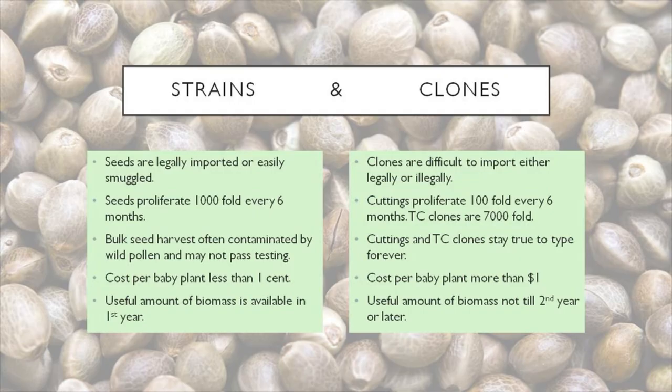So going back to the previous processes, there are good reasons to pick any one of these. Bulk seed harvest is often contaminated with wild pollen, especially in this area. If you're trying to grow a low THC crop here, there's always a male flowering somewhere within 5 kilometers. The seed will eventually be contaminated, so you'd have to do very controlled pollination. Cuttings and TC clones always stay true to type. They can't get contaminated.